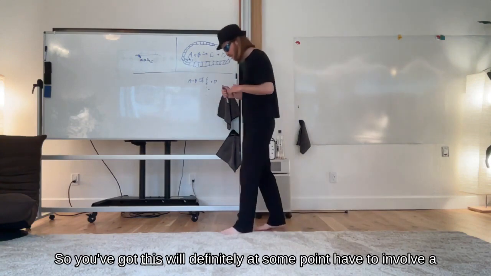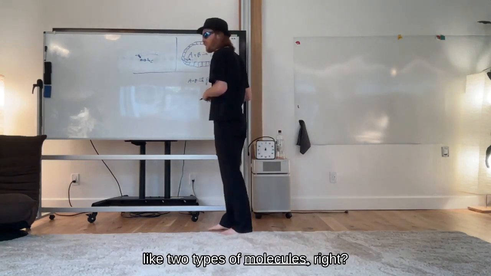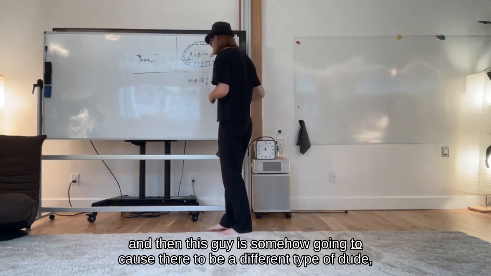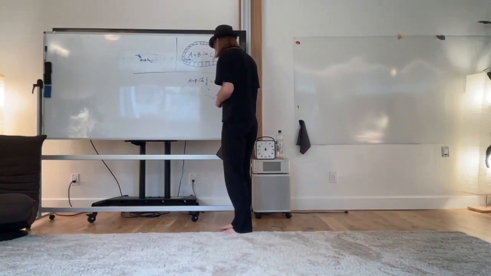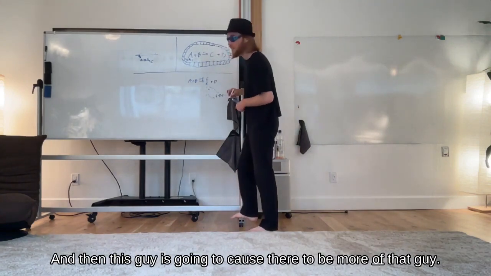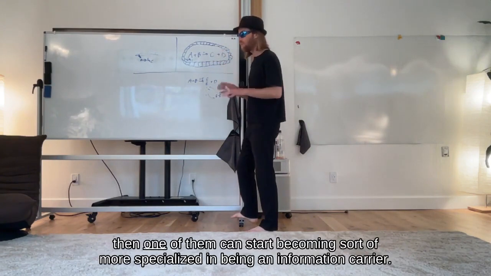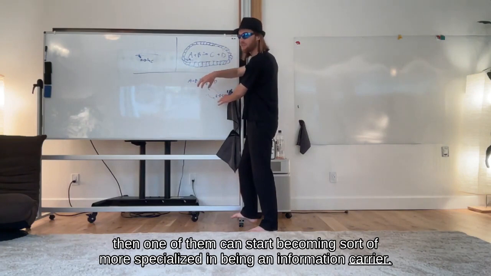So this will definitely at some point have to involve two types of molecules, right? You've got this guy, and then this guy is somehow going to cause there to be a different type of dude, let's say something like this. And then this guy is going to cause there to be more of that guy. Okay. Once you've got two of these things floating around, then one of them can start becoming more specialized in being an information carrier.